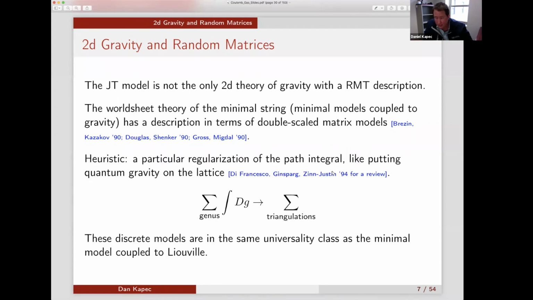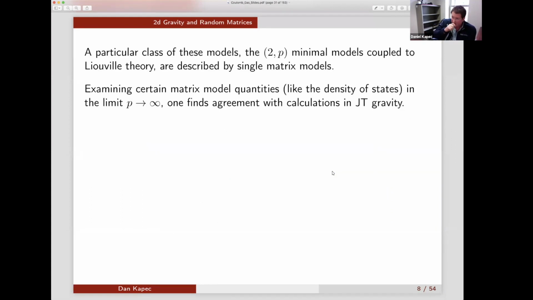So the old heuristic for this correspondence was that you view the matrices as some particular regularization of the path integral, like putting quantum gravity on the lattice. So you try to replace the integral over metrics and the sum over topology with a sum over random triangulations, and then take a continuum limit to produce the continuum theory. And the statement from the early 90s was that these discrete models really are in the same universality class as the minimal model coupled to Liouville. And there's a particular class of these minimal theories, which involve the (2,P) minimal models coupled to Liouville, which are described by single matrix models.